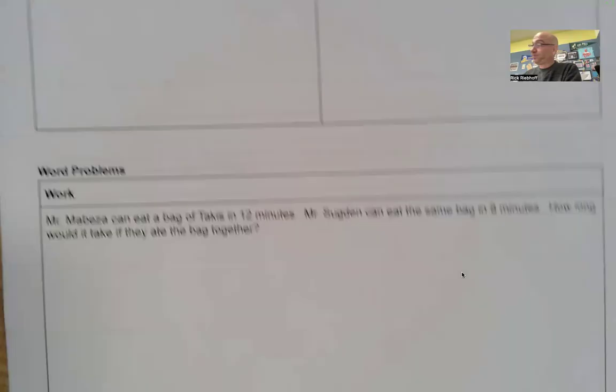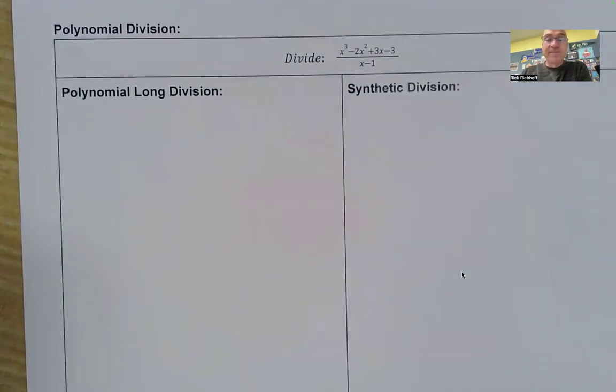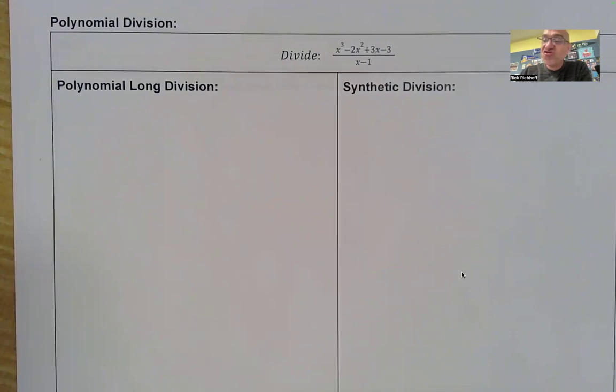Cool. Cool. All right. We're getting there. Only 2 pages left. We're like halfway done with this. This is great. All right. Polynomial division. Ooh. All right.